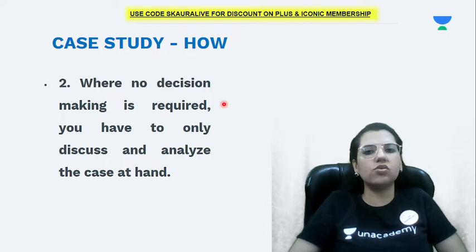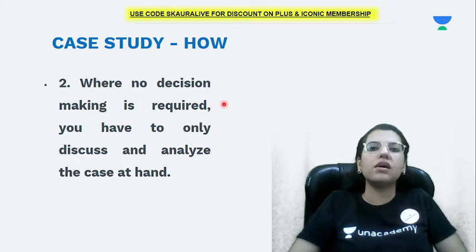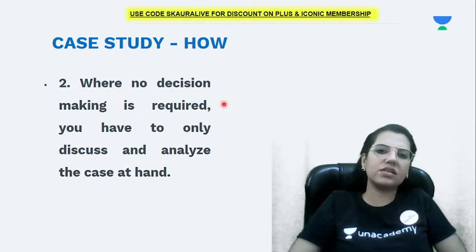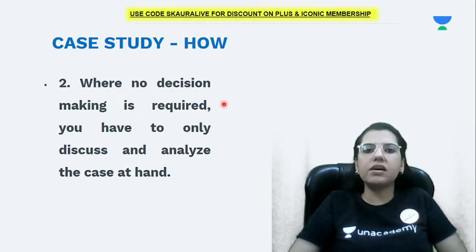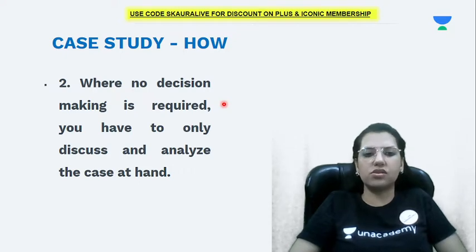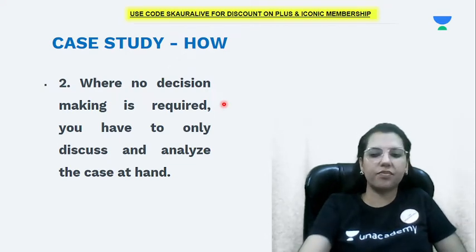I'll again tell you, broadly speaking, there are two types of case studies. Option 1, or first type of case study, is the case study where your decision making capabilities are evaluated. You have to take a decision. Case study number 2, you don't have to take a decision. No decision is required. You just have to discuss and analyze the case given to you in the form of problem statement.